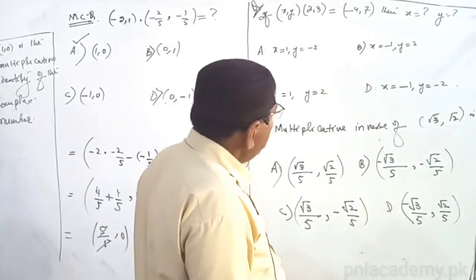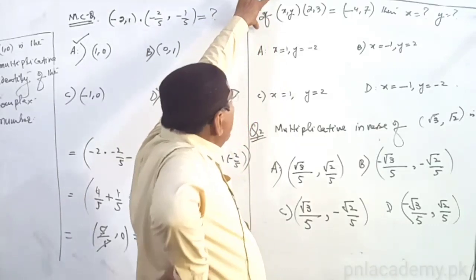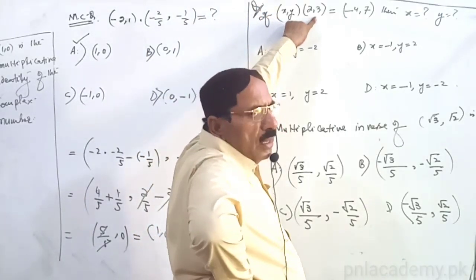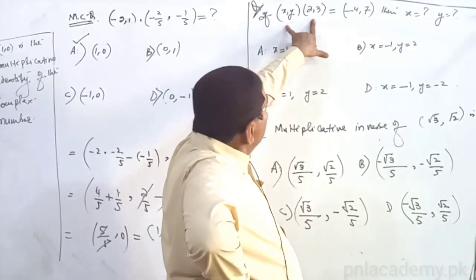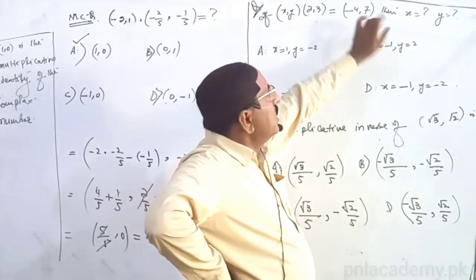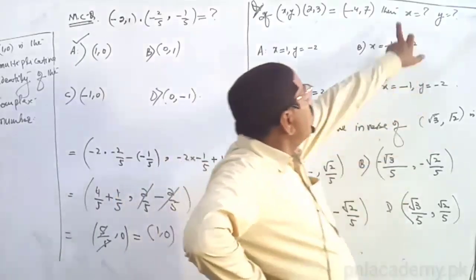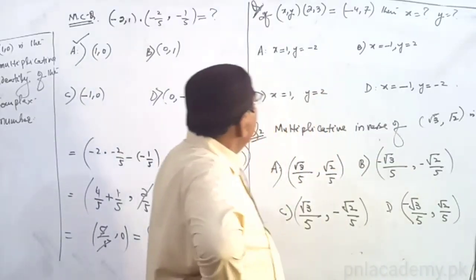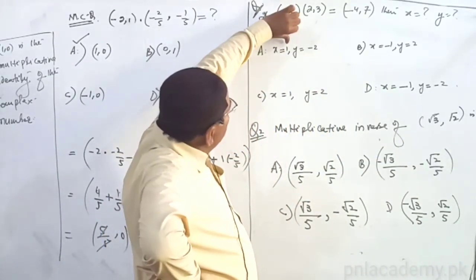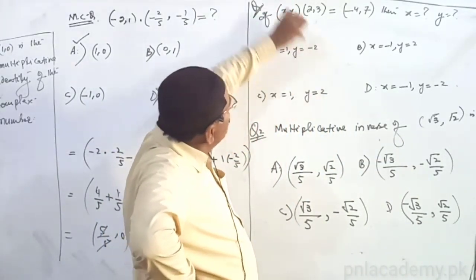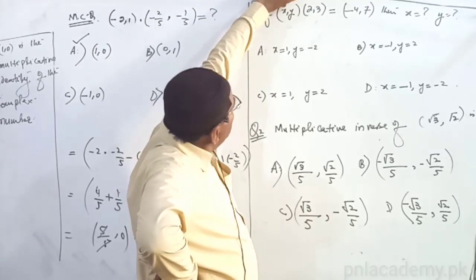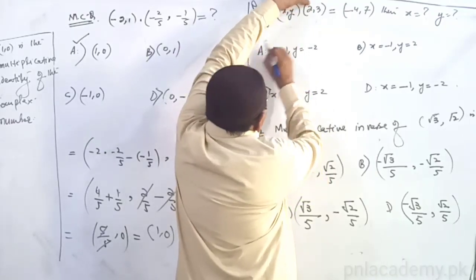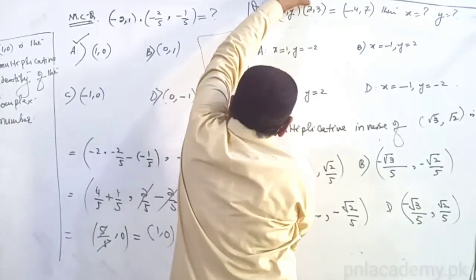Here, if (x, y) multiplied by (2, 3) gives the result (minus 4, 7), then what should be the value of x and what should be the value of y? Okay. If we consider x is equal to 1 and y is equal to minus 2, so this will be AC, meaning 1 into 2. Here is a rough work.